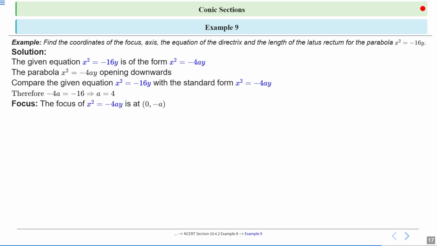So the focus of x square equal to minus 4ay is at (0, minus a). Okay, so now you can find the focus of the given parabola x square equal to minus 16y. Just put the value of a is 4. So here a is 4, then the focus of the parabola x square equal to minus 16y is (0, minus 4).